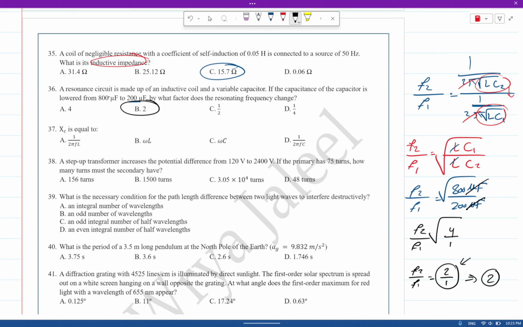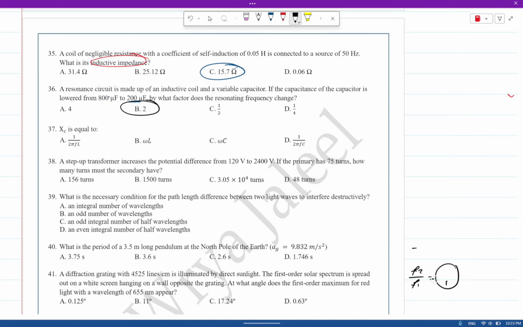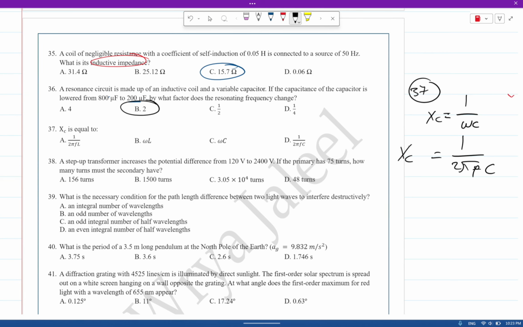Okay. What about question 37? It says, what is XC equal to? That is the capacitive impedance. We know that capacitive impedance, or XC, is equal to 1 over omega C. Do we have 1 over omega C now? So we'll have to simplify this further. Instead of omega, we have 2 pi f multiplied by C. Do we have this? Yes, and that is option D. So this is the capacitive impedance.